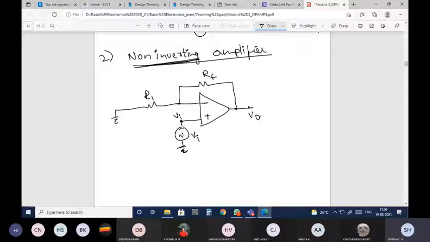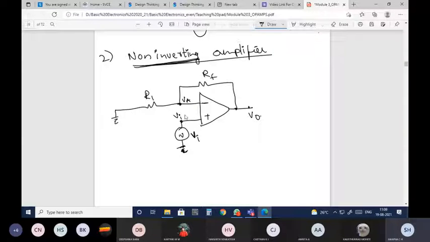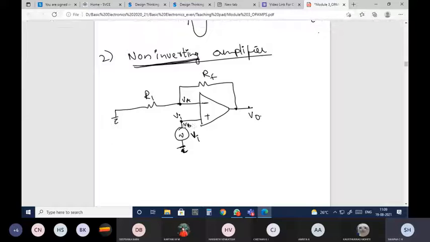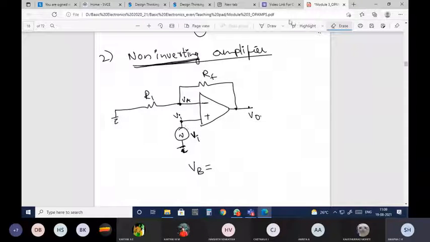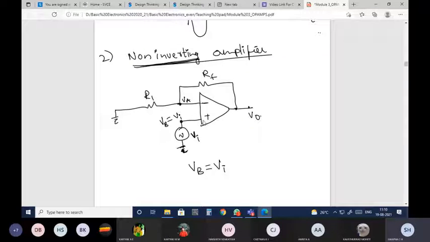So this is nothing but the ground connection. With respect to this ground point, I am providing VI voltage so that this voltage is VI. Let me name this voltage as VA and this as VB. And you know that according to the virtual ground concept, VA will be equal to VB. First of all, what is the VB voltage? What is this voltage? VB, right? VB voltage is nothing but VI, because directly I am applying voltage here, and this is nothing but the non-inverting terminal voltage.